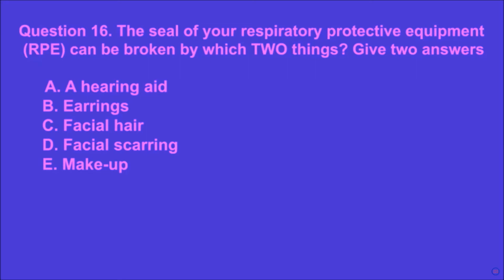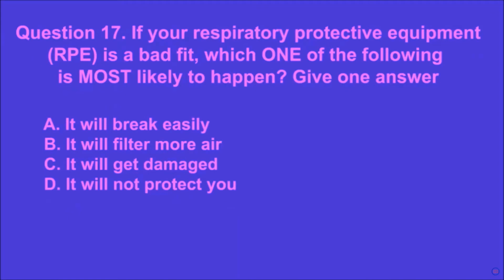Give two answers. A. A hearing aid. B. Earrings. C. Facial hair. D. Facial scarring. E. Makeup. C and D is the correct answer. Question 17. If your respiratory protective equipment, RPE, is a bad fit, which one of the following is most likely to happen? Give one answer.